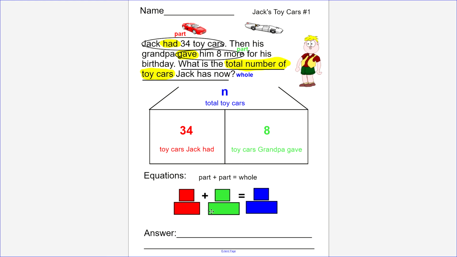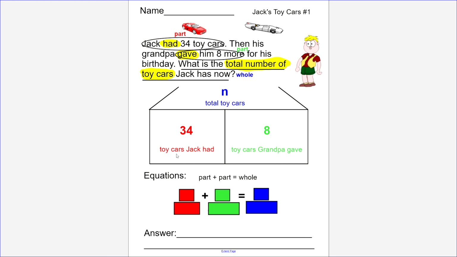We are going to write our equation, and we're going to make sure and label each number so that we really know what we're doing. We can write the parts in either order. It doesn't matter what order you write the parts in. You could write 34 first or 8. You can write them either way, it doesn't matter. You already know that it doesn't matter the order of your parts. When you add them together, they'll equal the same thing.